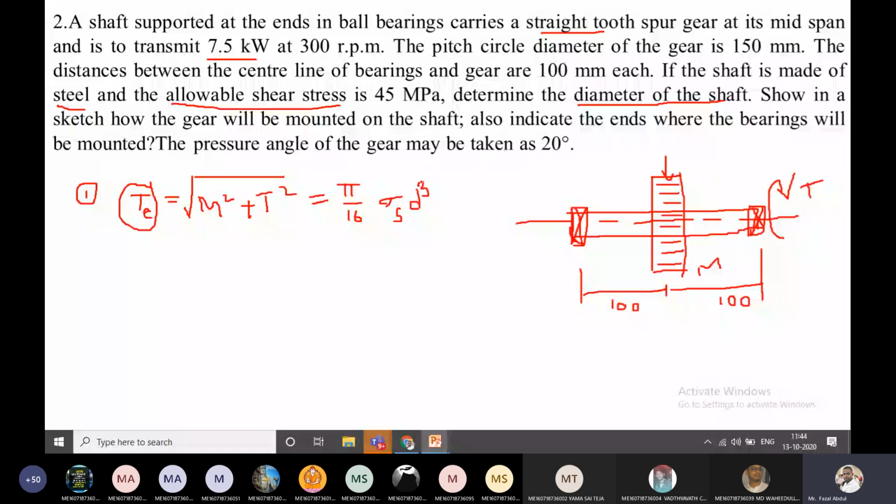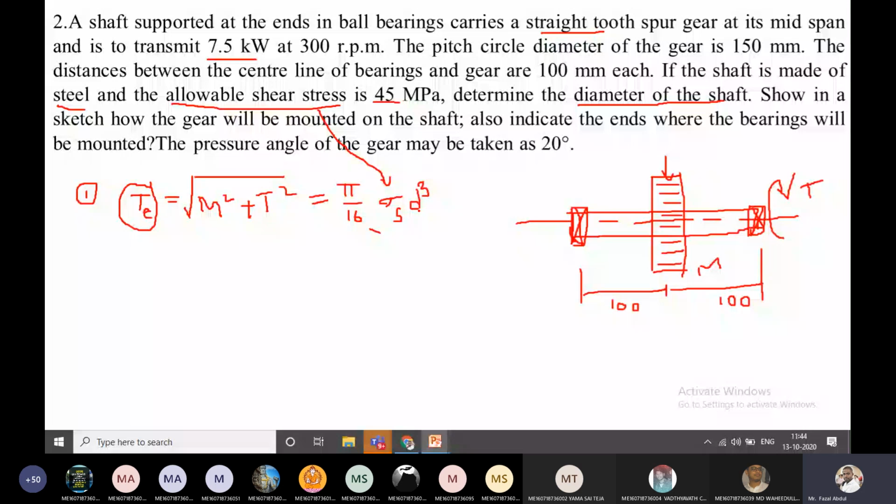Allowable shear stress, that is 45 megapascal, is given in the question, and only D we need to calculate. We don't know the M value, we don't know the T value. So how many unknown parameters are here? D is unknown, T is unknown, M is unknown. More than one unknown parameter is there, so we can't solve the problem, isn't it? Now one by one we need to calculate.